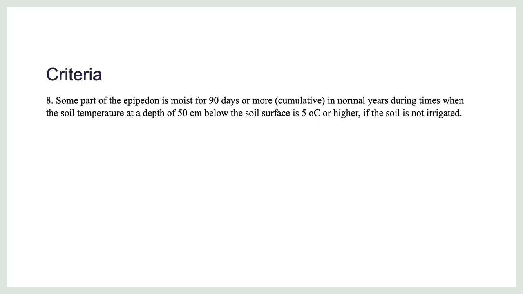And the only criteria that we really need to consider is that the ochreic epipedon has at least some water during 90 days or more during normal years. And in the first 50 centimeters, the soil temperature is equal to or higher than 5 degrees Celsius and the soil is not irrigated.